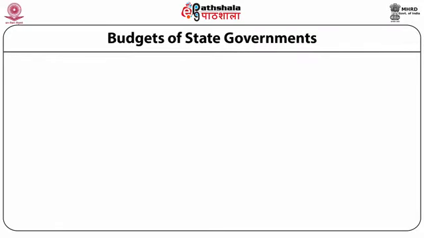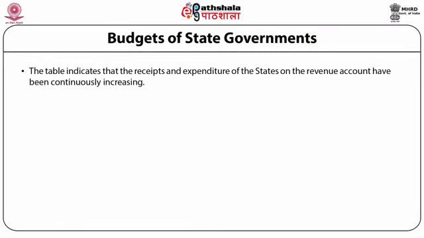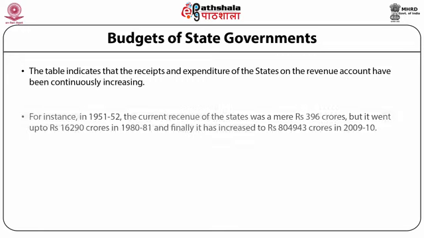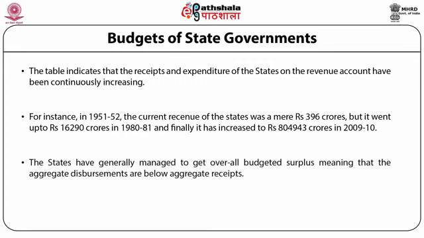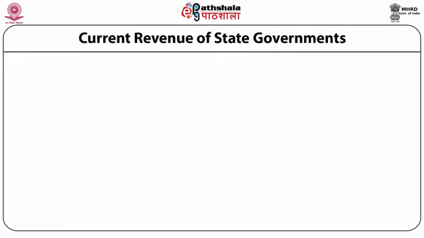26,721 crores. This table indicates that the receipts and expenditure of states on revenue account have been continuously increasing. For instance, in 1950-51, the current revenue of the states was a mere 396 crores, which rose to 16,290 crores in 1980-81. So the states have generally managed to get an overall budget deficit, meaning that aggregate disbursements are below aggregate receipts.